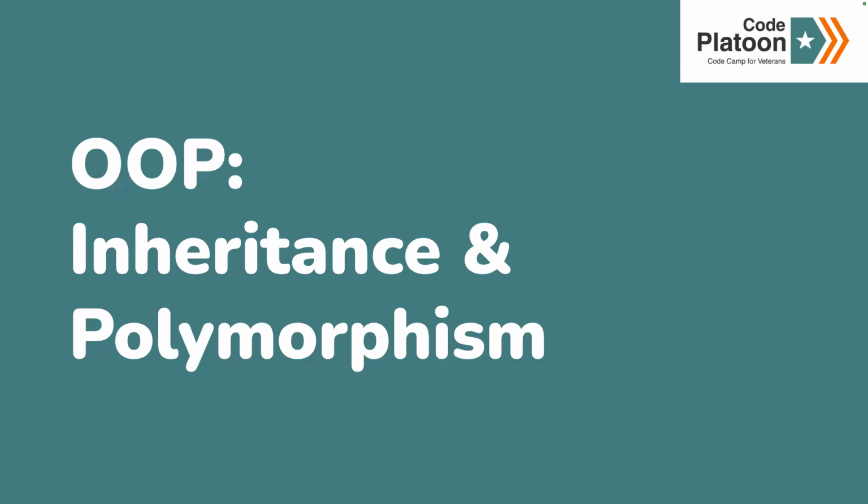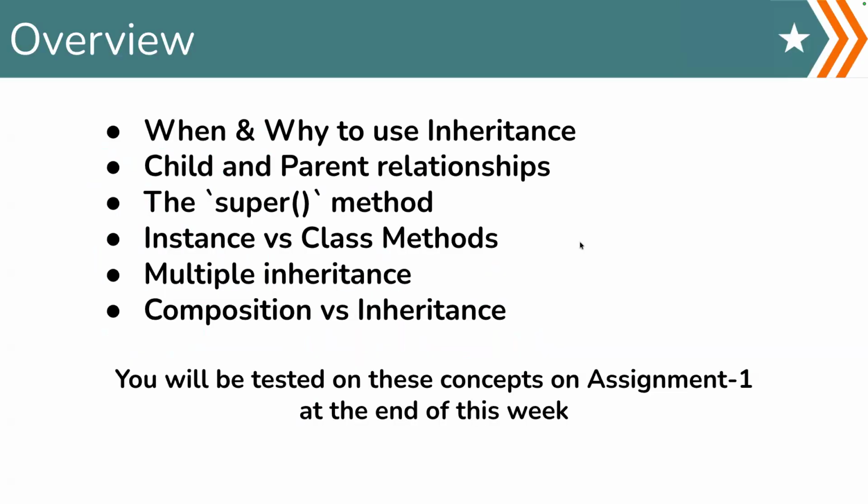And then from there, we're going to actually dive in depth into how we can apply inheritance and polymorphism. So we're going to start off with when and why you should utilize inheritance, child and parent relationships, the super method. We'll talk about instance versus class methods, the multiple inheritance, and actually, I don't believe we're going to be talking about multiple inheritance today. Let me go ahead and check that. Yeah, we are likely not going to be talking about multiple inheritance today. So please know that that is not going to be a topic that we discuss today. And then we'll talk about composition versus inheritance.